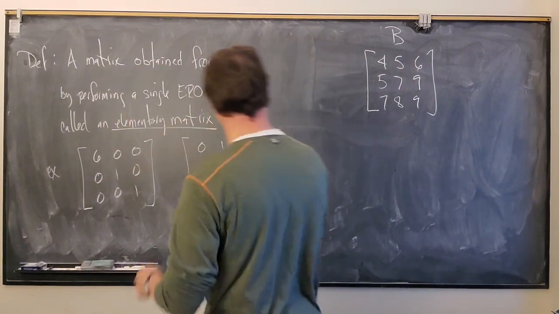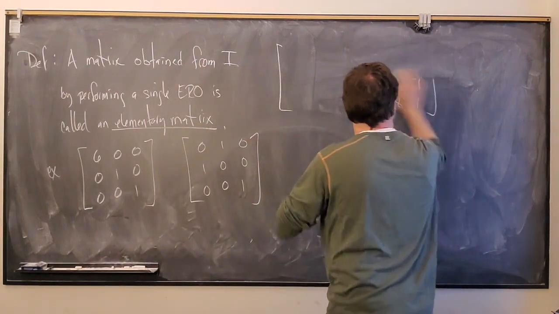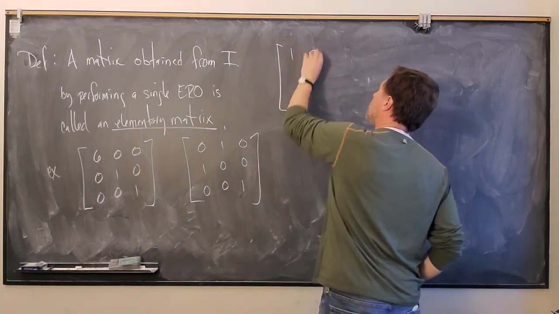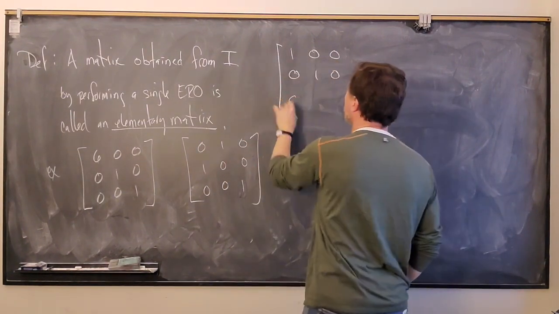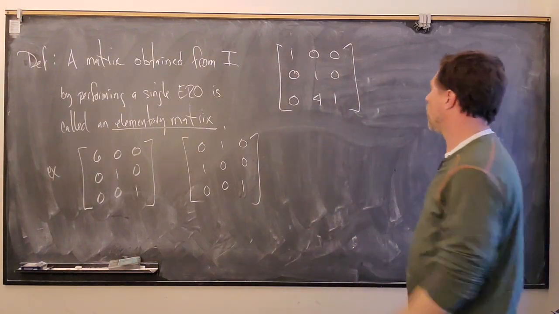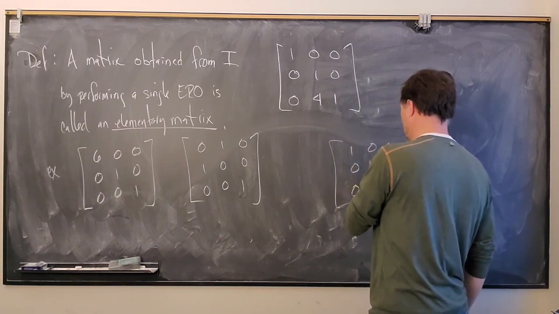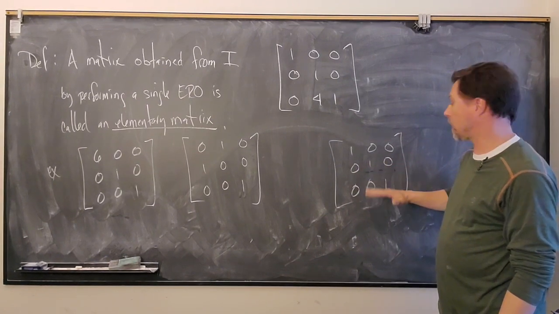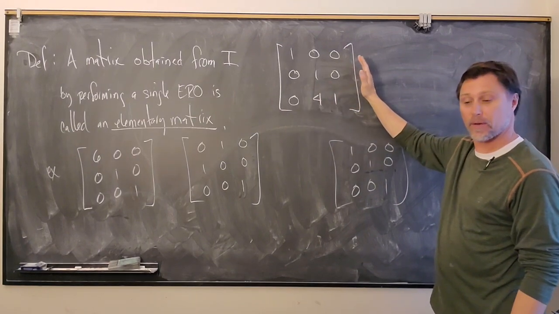And let's do one more. So my next example, also a 3 by 3. Let's go 1, 0, 0, 0, 1, 0, and 0, 4, 1. So what did we do to get this one? Well, if you start with the 3 by 3 identity matrix and take 4 times the second row and add it to the third row, you get this one. So here's another example of an elementary matrix.